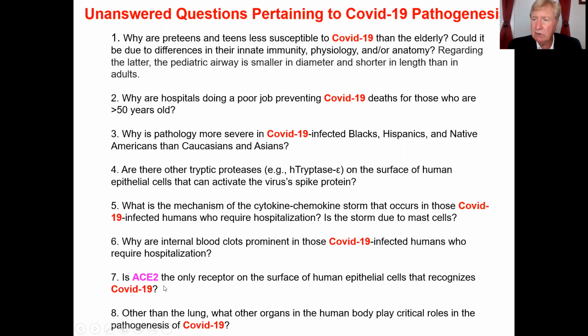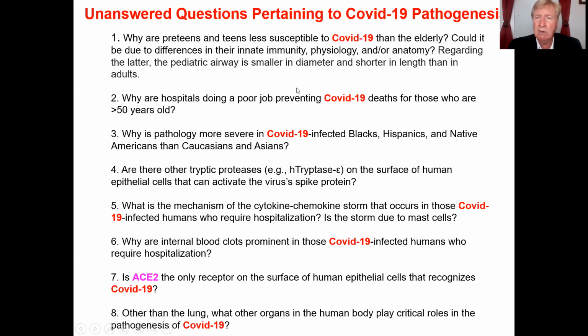So there are, I could come up with, 8 unanswered questions as of today. The first question: why are preteens and teens less susceptible to COVID-19 than the elderly? Could it be due to differences in innate immunity, physiology, or anatomy? And regarding the latter, the pediatric airway is smaller in diameter and shorter in length in children than in adults. Is that the reason?